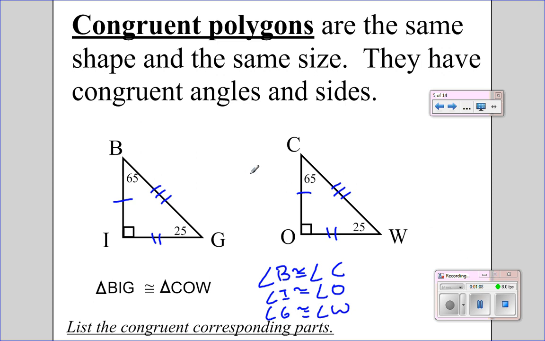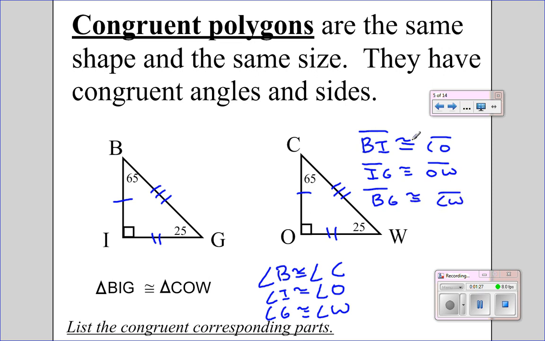You can also see that segment BI is congruent to segment CO. Segment IG is congruent to segment OW. And finally, segment BG is congruent to segment CW.